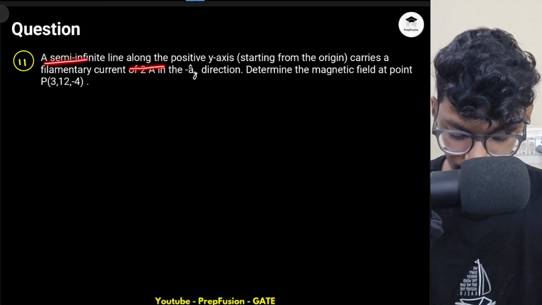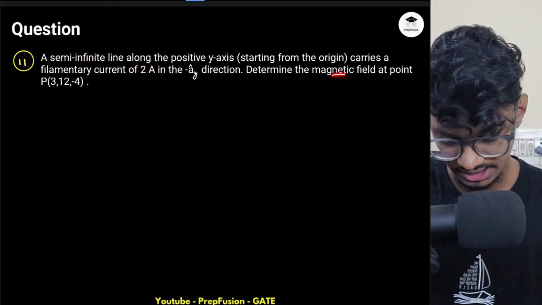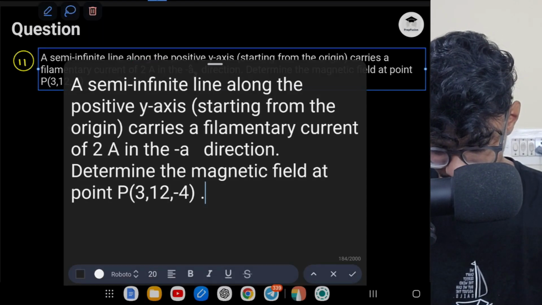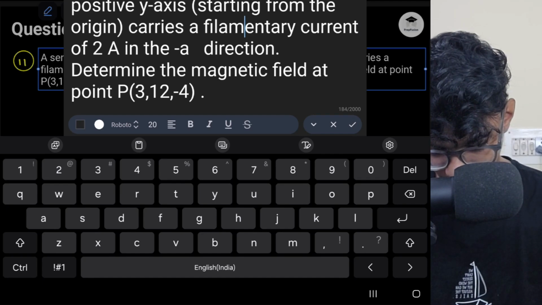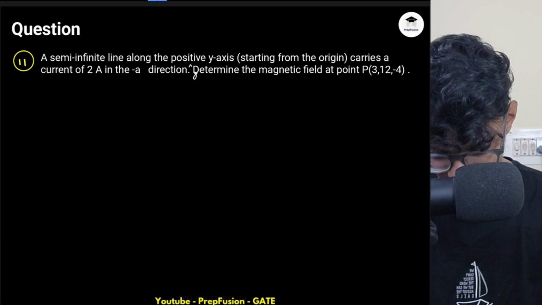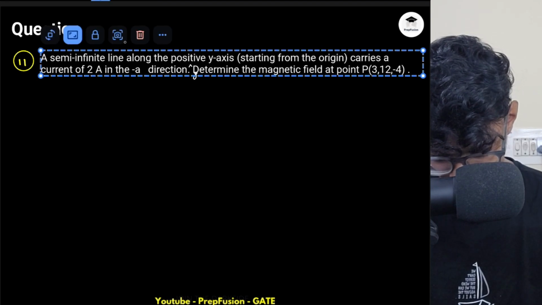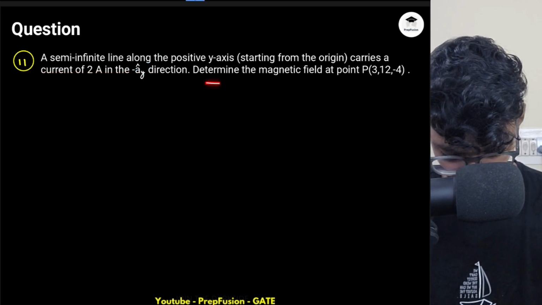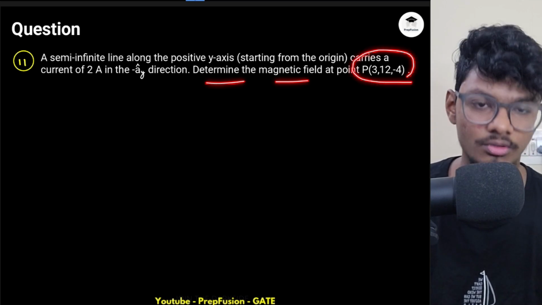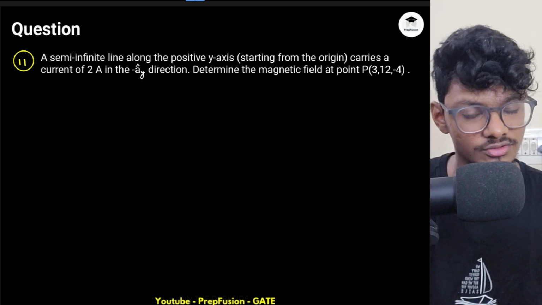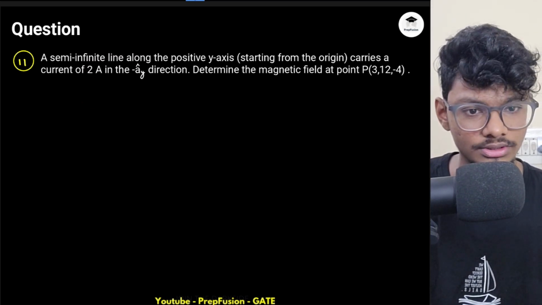A semi-infinite line along the positive y-axis from the origin carries a filamentary current of 2 ampere. I hope you don't understand filamentary, so I'll just remove the filamentary. That's not that important. It carries a current of 2 ampere in the minus a_y direction. Then what are they asking? They are asking to determine the magnetic field at the point (3, 12, -4). If the exact point is given and the exact direction of the current is also known, then how do I compute? That I will show you.